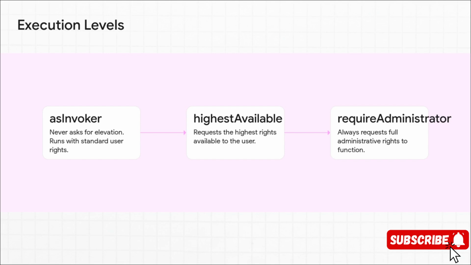Developers have three main options. They can set it to asInvoker, which is what most apps use. Think Notepad, it never asks for more power. Then there's highestAvailable for tools like the registry editor, which will ask for admin rights if you have them. And finally, requireAdministrator, which is for things like installers that just plain won't run without full admin privileges.